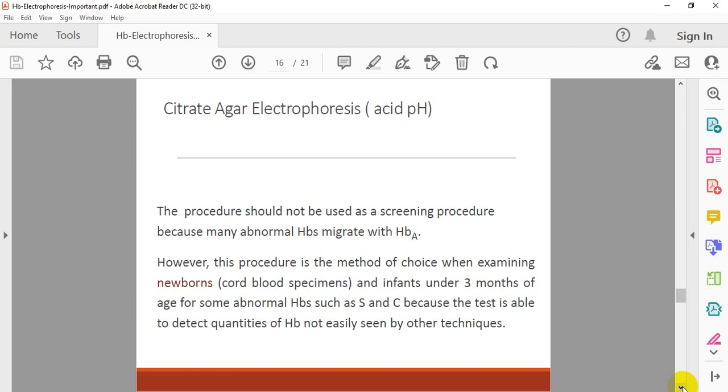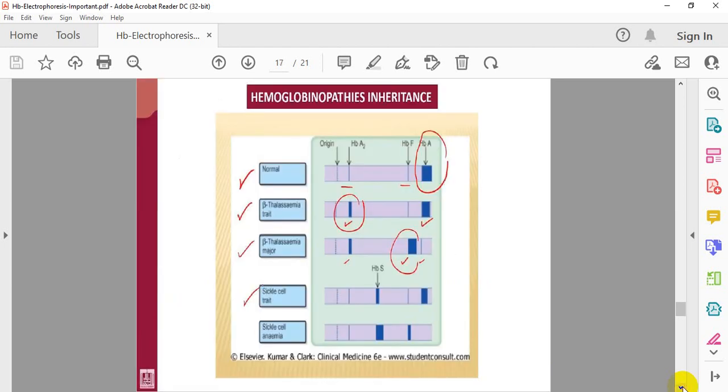However, this process is the method of choice when examining newborns with cord blood specimen, that's blood from the umbilical cord, and infants under 3 months of age. For some abnormal hemoglobins such as hemoglobin S and hemoglobin C, the test is able to detect quantities of hemoglobin not easily seen by other techniques. That's good. So this is an example.